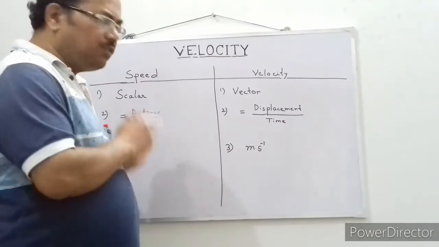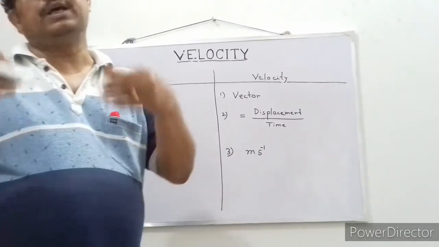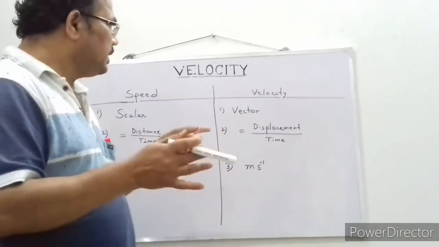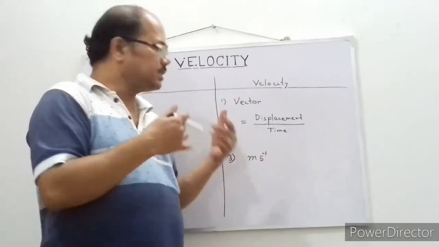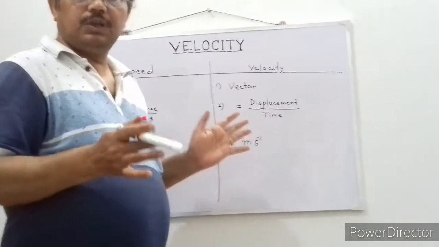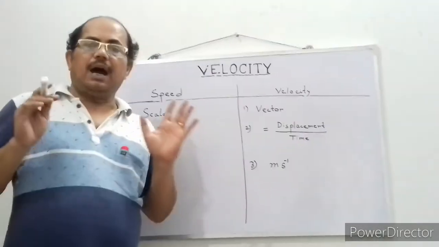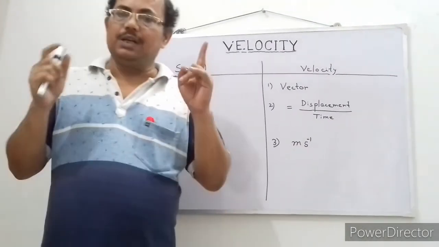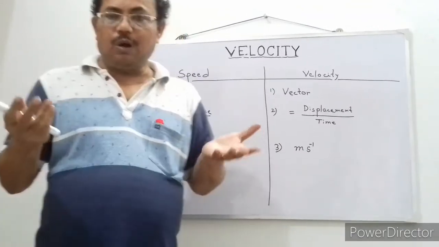Again, if speed is uniform, that does not mean velocity is also uniform. Similarly, if velocity is uniform, that does not mean speed is uniform. So up to this today, next time we'll discuss some more topics.